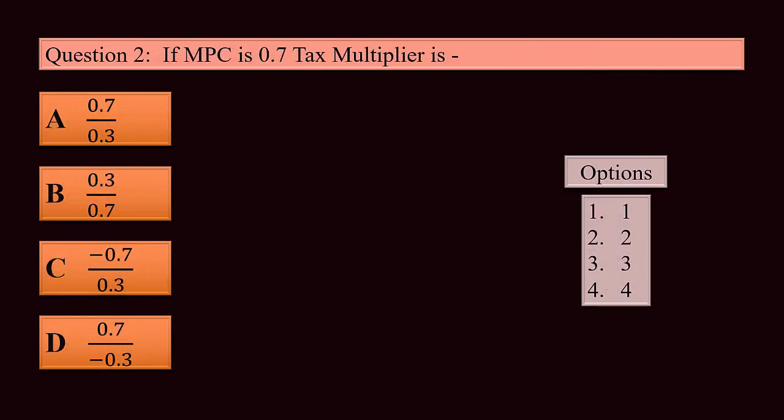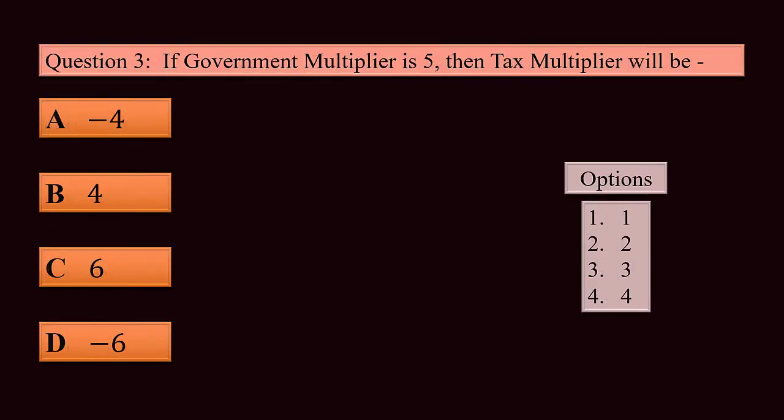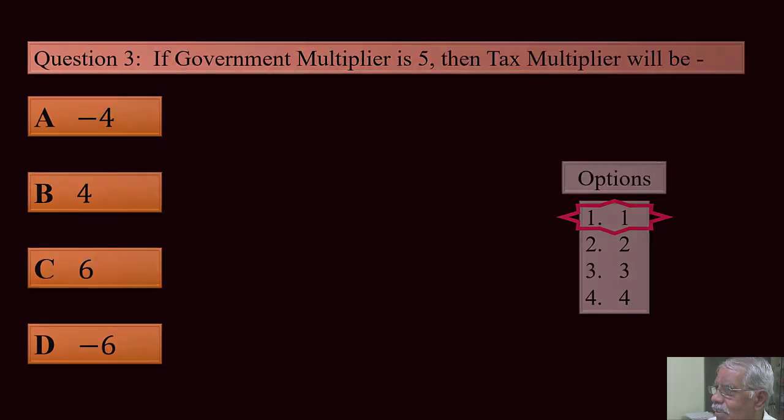Second question. If MPC is 0.7, tax multiplier is. Third option is correct. Third question. If government multiplier is 5, then tax multiplier will be. First option is correct. The lesson ends here.